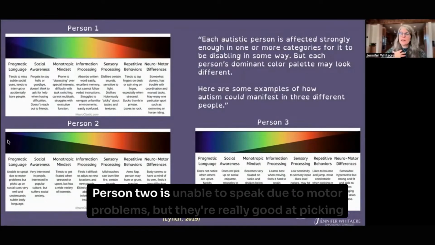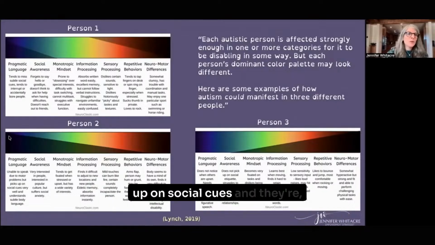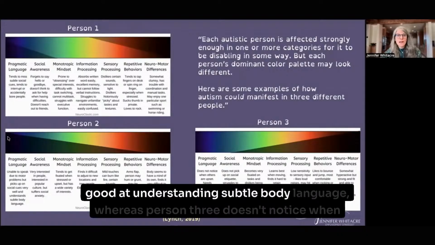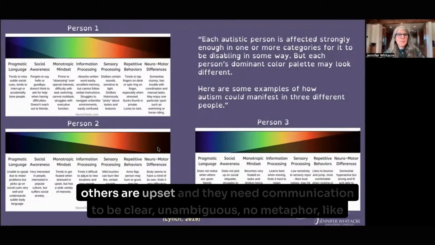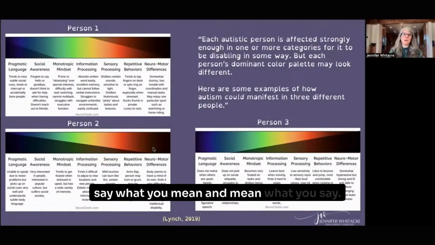Person 2 is unable to speak due to motor problems, but they're really good at picking up on social cues, and they're good at understanding subtle body language. Whereas person 3 doesn't notice when others are upset, and they need communication to be clear, unambiguous, no metaphor, like, say what you mean and mean what you say.